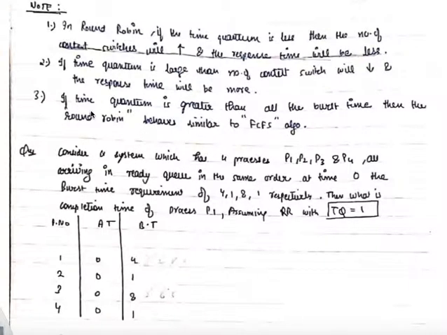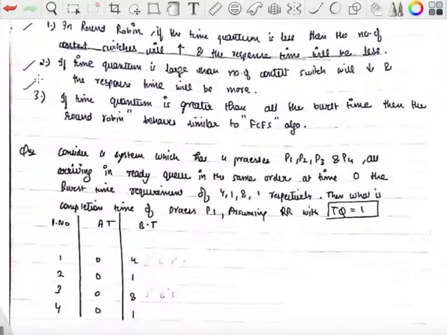Guys, a little theory before we move forward. Some very important points about round robin, and let's see what this means. If the time quantum is less, then the number of context switches will be more, and the response time will be less. Now, what do I mean by this?